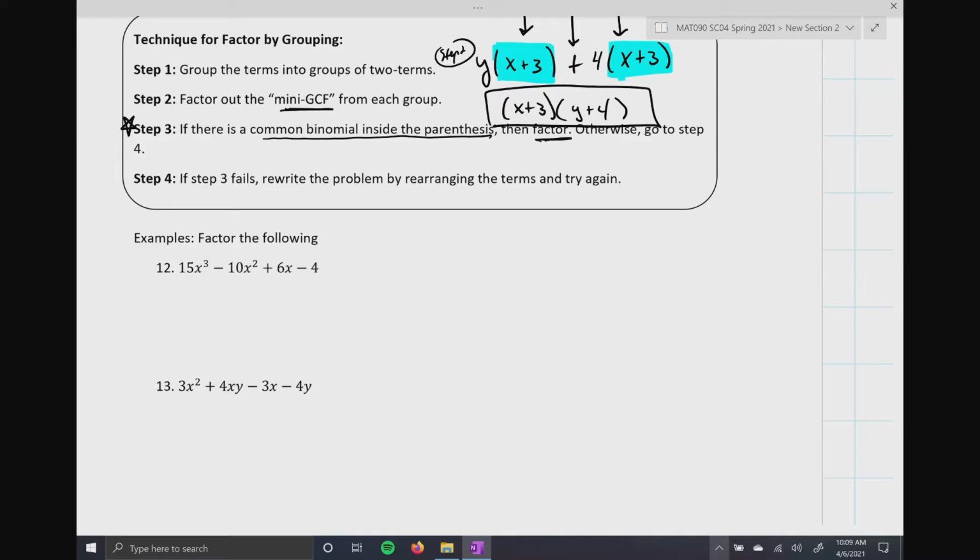15x to the third minus 10x to the second plus 6x minus 4. We're going to factor by grouping. Okay? Step 1. Let's go ahead and group. Remember to never group that middle sign. Always leave it in the middle. Okay, so that was step 1.